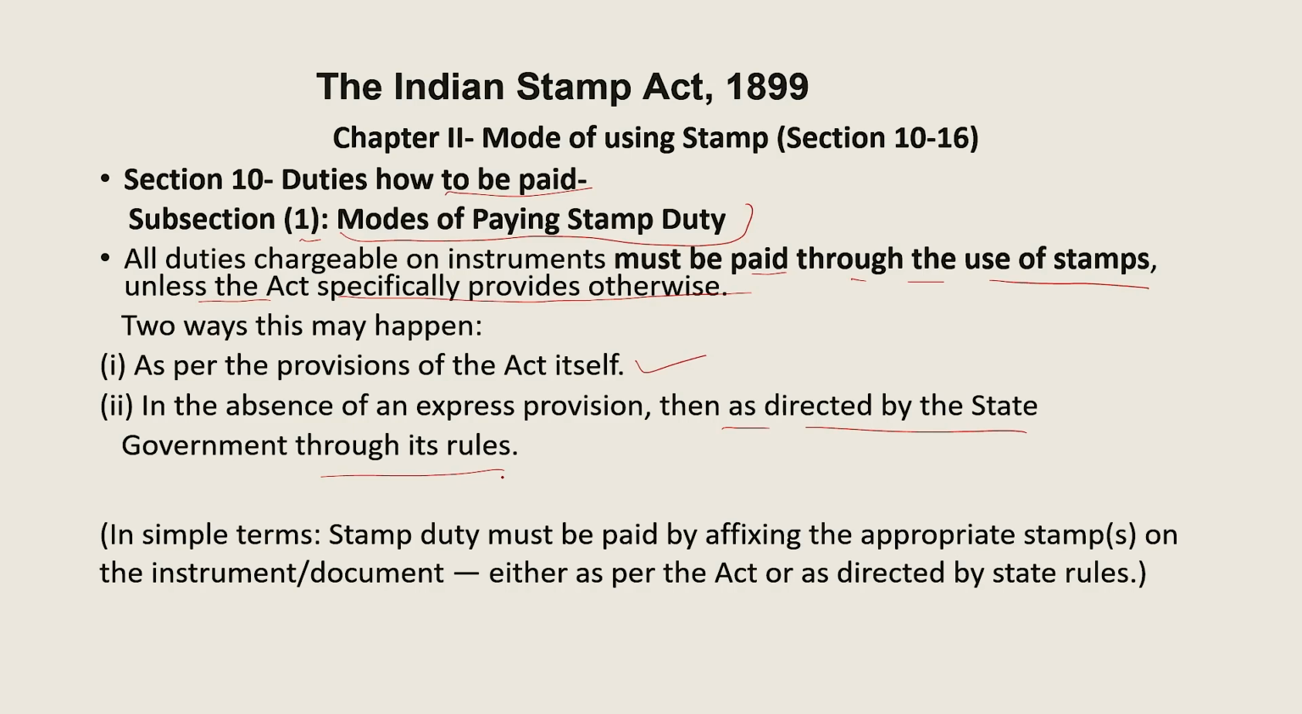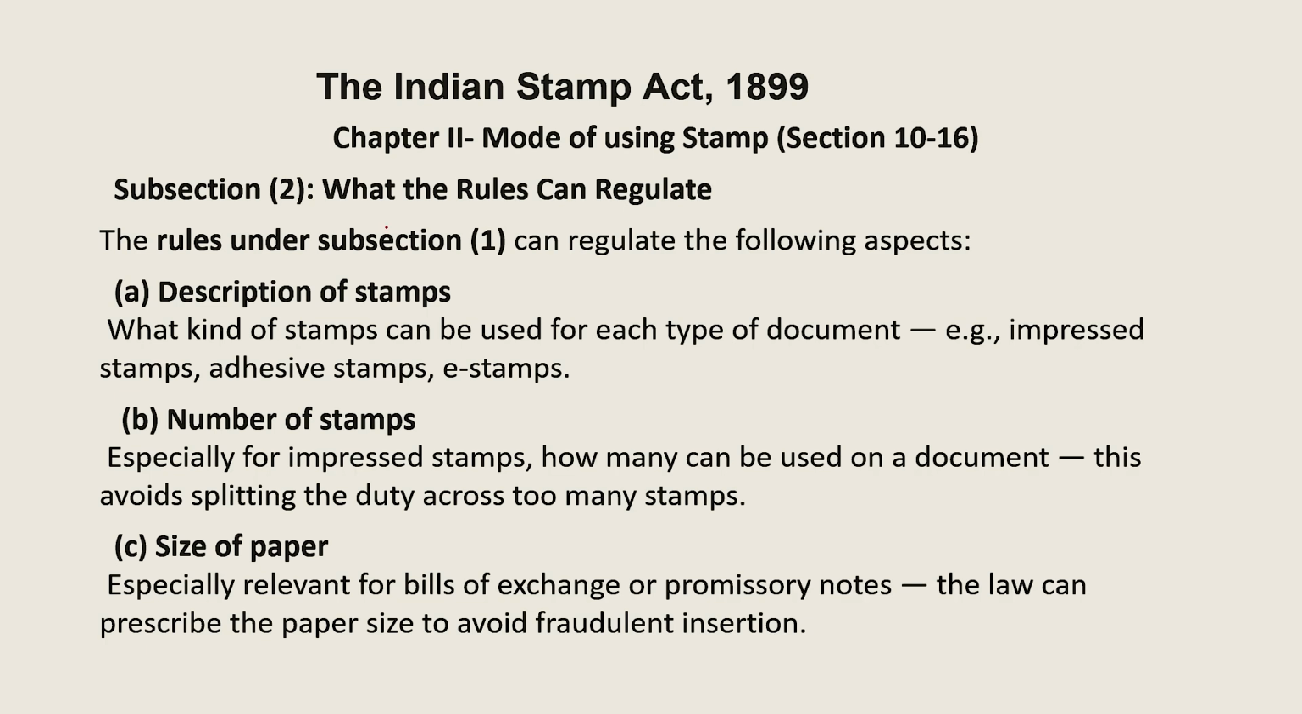So in simple terms, we can say that stamp duty must be paid either by affixing the appropriate stamps as per the Act or as directed by the state rule. When the rule can be regulated, subsection 2 discusses the following aspects: description of stamps, what kind of stamps can be used for each type of document; number of stamps, how many stamps can be used on a document; size of paper, especially relevant for the bill of exchange or the promissory note, that is, what will be the size of the paper, and then law can prescribe the paper size to avoid fraudulent insertions. So that is also important here.